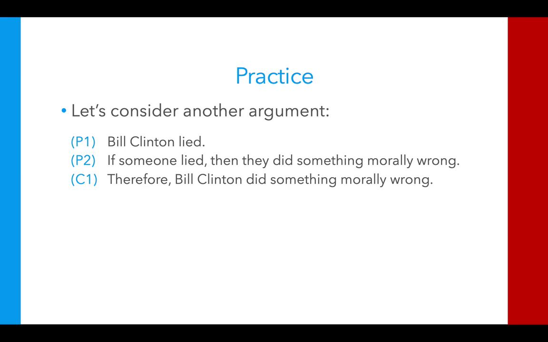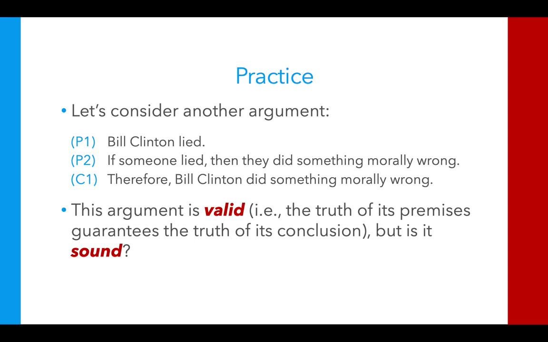And it's plausible, right, that if someone lies, then they did something wrong. So it does seem plausible. Not legally wrong, but it seems pretty plausible that when Bill Clinton told that lie, he did something morally wrong. Now, this argument's valid. It has this sort of principled argument, valid principled argument structure.